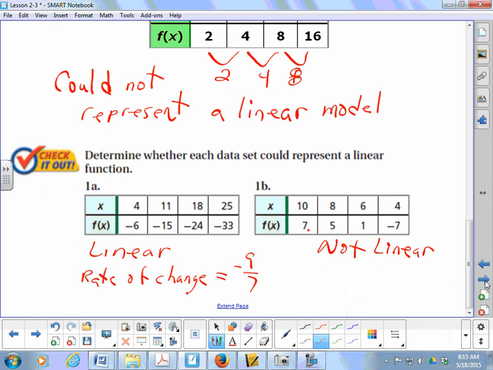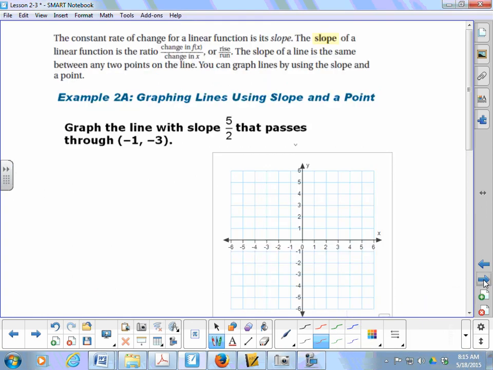All right, the constant rate of change for a linear function is its slope. Slope of the linear function is the ratio, change of f of x over change in x, or what we call, and you guys have probably talked about it before, rise over run in your previous classes. Slope of the line is the same between any 2 points on the line. You can graph lines by using the slope and a point.